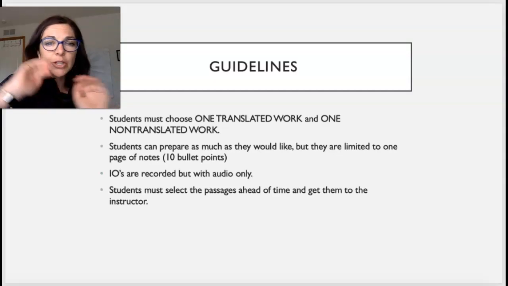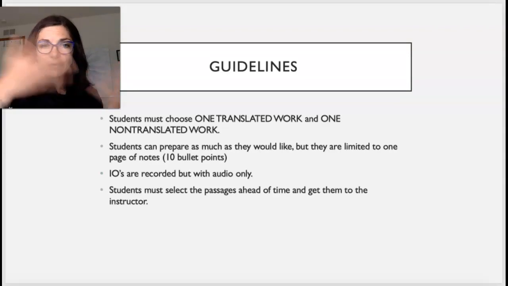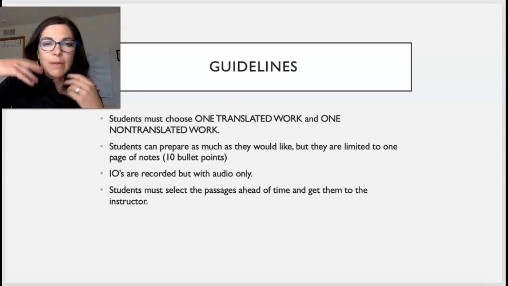And you can do as much preparation as you like, and we're actually going to give you kind of a format for you to prepare. When you actually speak, you're limited to 10 bullet points, and IB actually collects those. We have to submit those bullet points. So that's where we're going with that. IOs are recorded to send in, but it's not visual, so you don't have to worry about making eye contact.